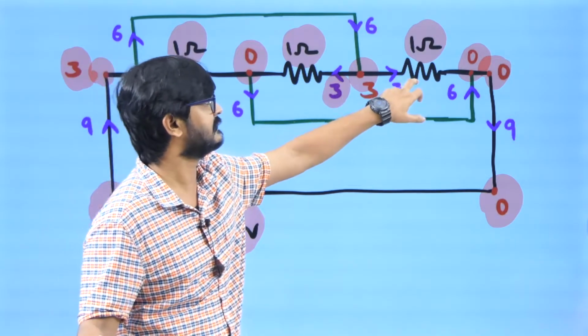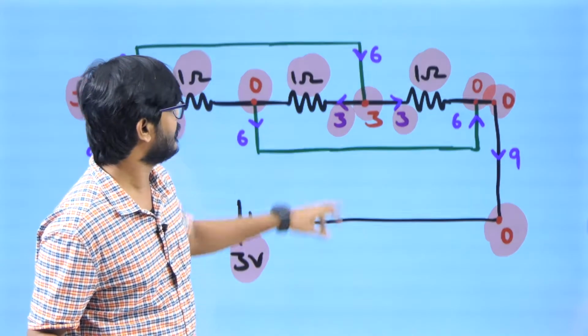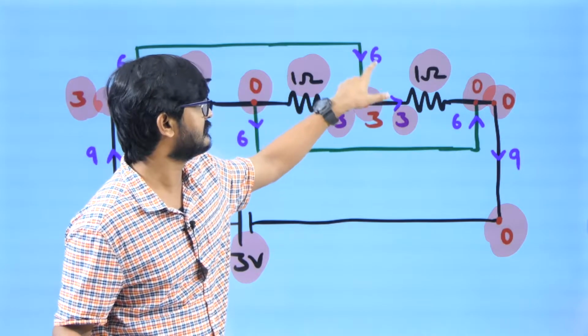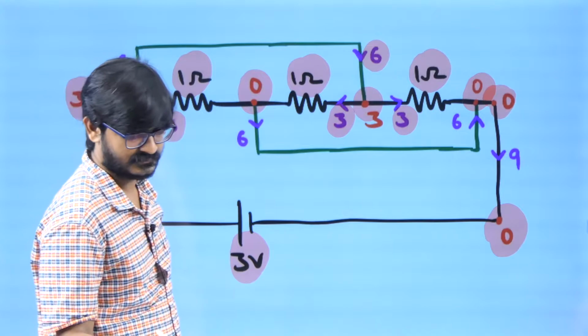Now similarly, this resistor is between 3 volt and 0 volt. So the current is going to be 3 ampere. Now you can apply KCL here. Outgoing current is 3 plus 3, 6. So incoming current must be 6. Now if this is 6, this must be 6.